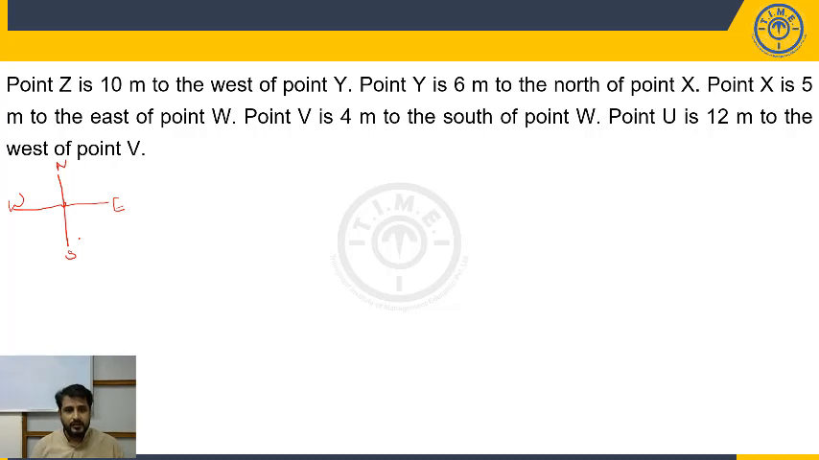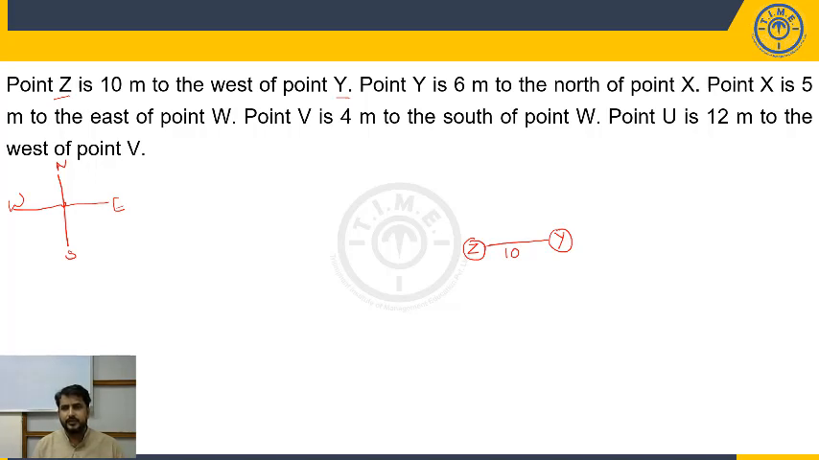Now, what is given? Point Z is 10 meters to the west of point Y. So Z point is based on Y point. So let us take Y point first. Y. Now with respect to Y, west side will be left side. And which point is there? Point Z. And in how many meters? 10 meters.